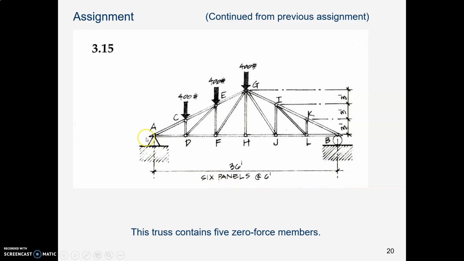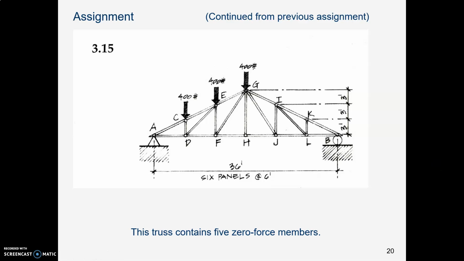Then pick one joint with no more than 2 unknowns. Could be A or B. Draw a free body diagram at that joint. Draw a tip to tail, and put both of those on your CAD drawing, just like I did. Free body diagram and a tip to tail. When you get the numbers, add them to your force summation diagram, then move on to another joint, and so on and so forth. I point out here that this particular truss has 5 zero force members.